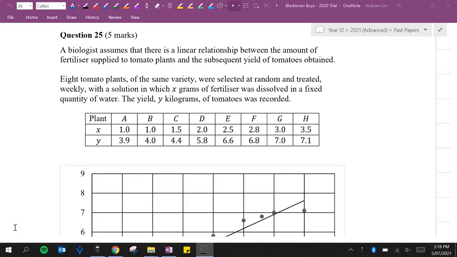Okay, question 25 of the Blacktown Boys 2020 trial. A biologist assumes that there is a linear relationship between the amount of fertilizer supplied to tomato plants and the subsequent yield of tomatoes obtained. 8 tomato plants of the same variety were selected at random and treated weekly with a solution in which X grams of fertilizer was dissolved in a fixed quantity of water. The yield, Y kilograms of tomatoes, was recorded.